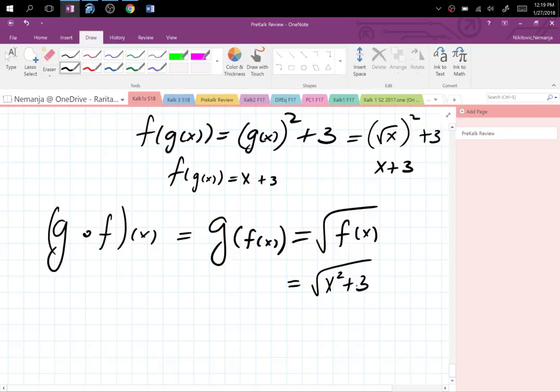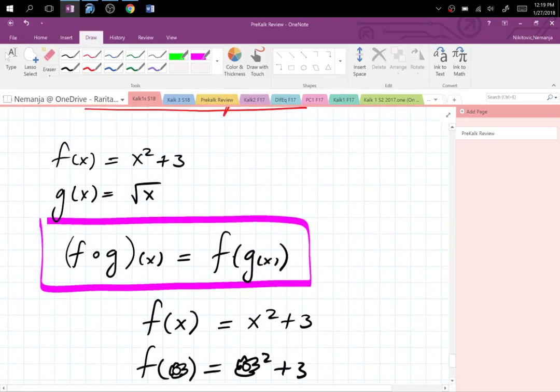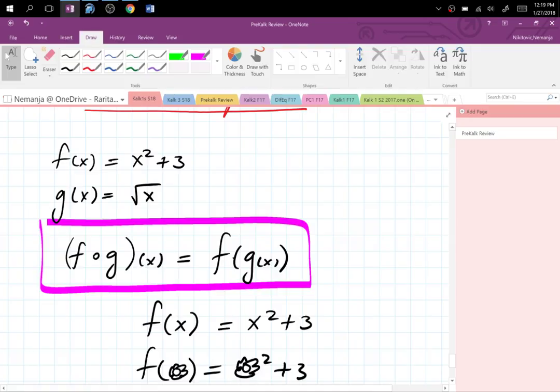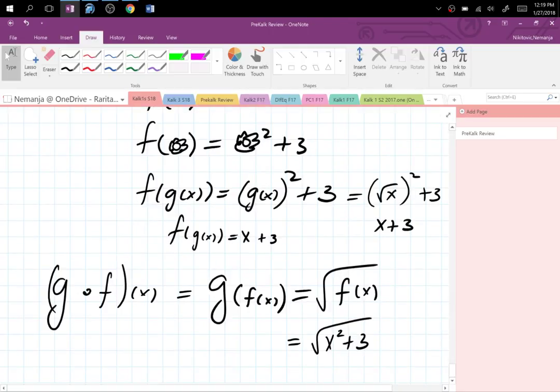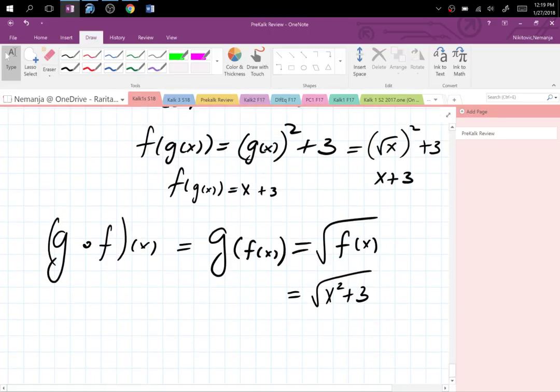So now we see that two functions, f and g, which are given, f composed with g and g composed with f give us completely different functions. One of them was x plus 3 and the other one was square root of x squared plus 3. So it depends on which functions you have and the way they are lined up together.